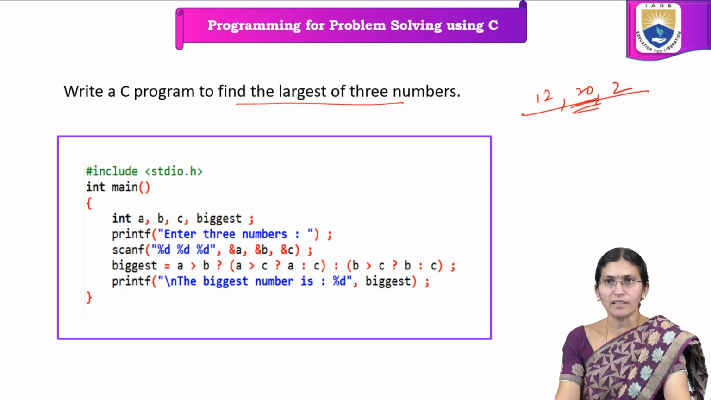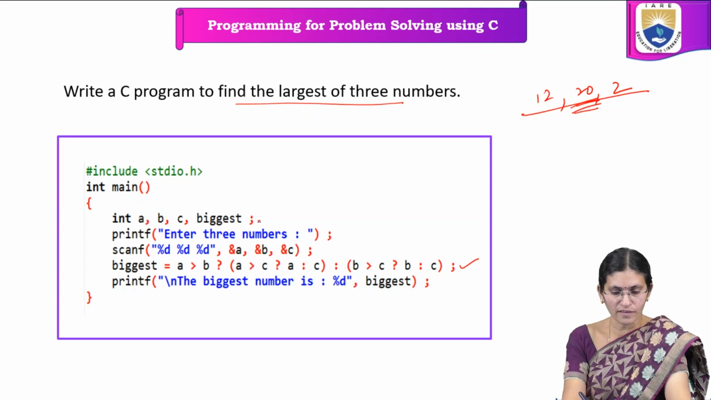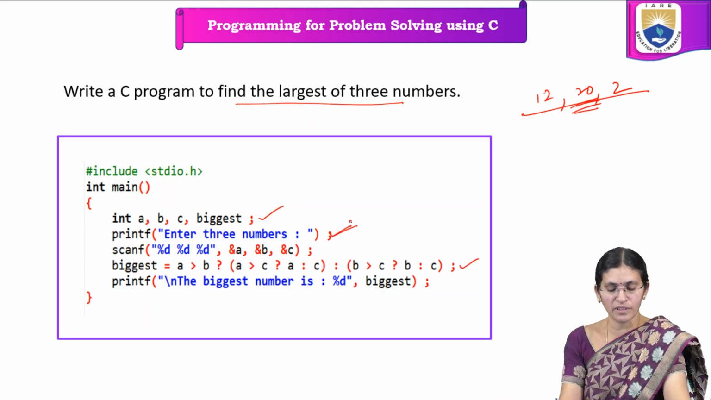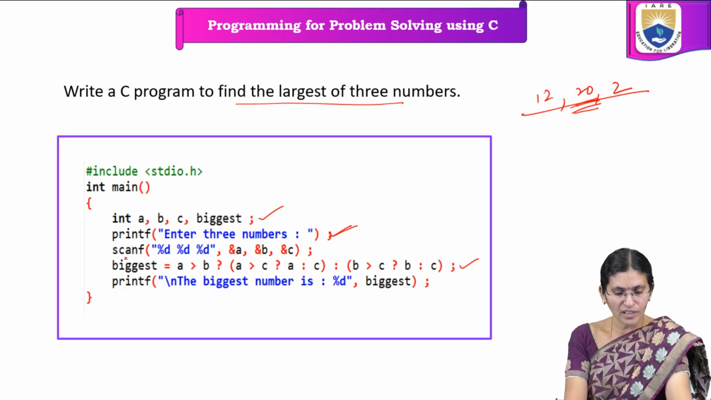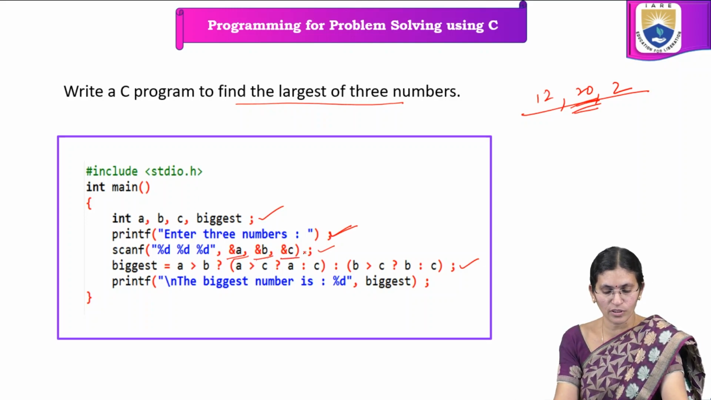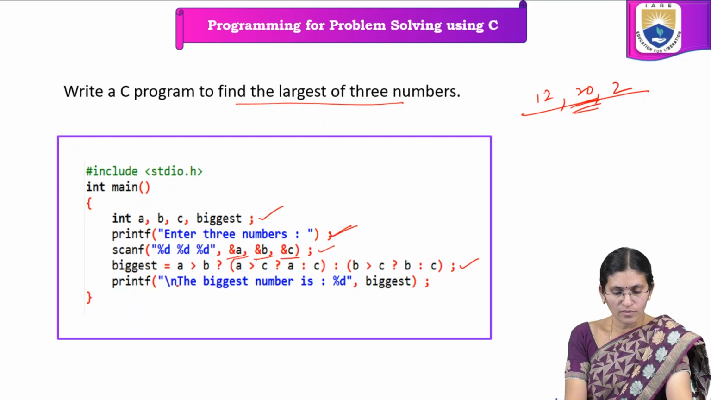For this we can write the program by using the ternary operator. We have taken 4 integer variables A, B, C and biggest. It will prompt this line, enter 3 numbers, which will be displayed on the console. Then by using the scanf function, we are reading the values of A, B and C and storing them: A is stored at this particular address, B at this address and C at this particular address. Here is the logic to find out the biggest of 3 numbers.